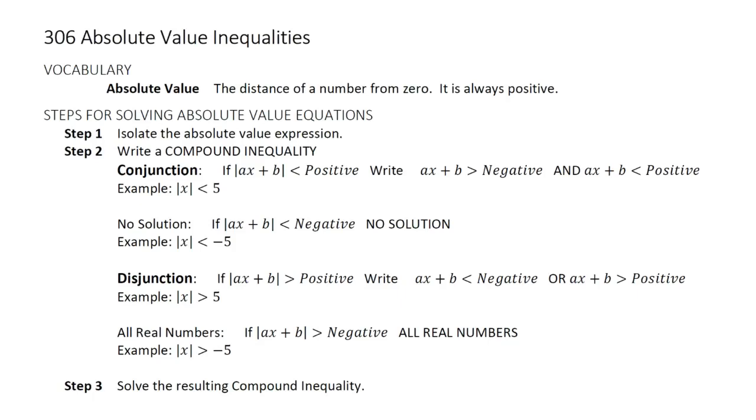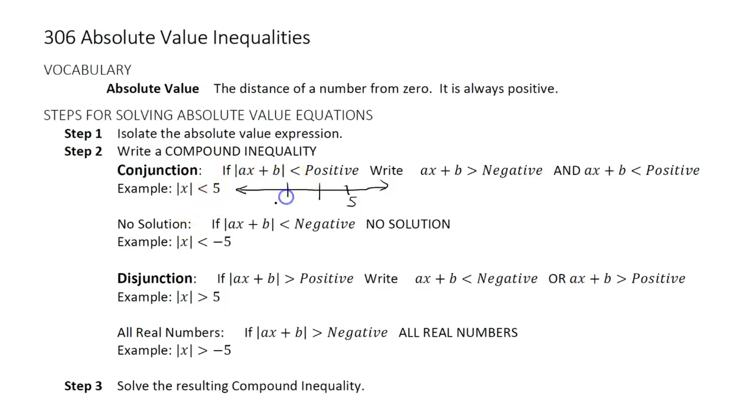Absolute value inequalities. Before we begin, let's look at some simple examples. Suppose we have an absolute value that is less than a positive number. For instance, the absolute value of x is less than positive 5. Let's start with a number line.